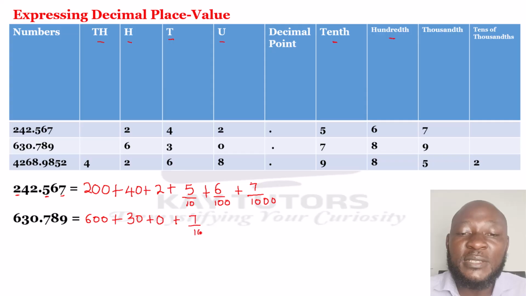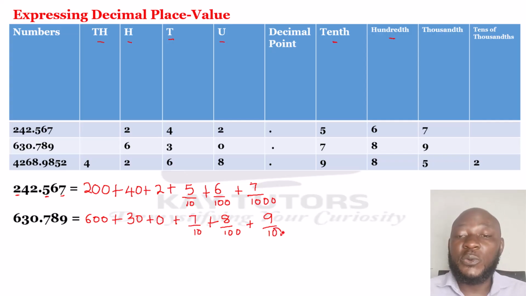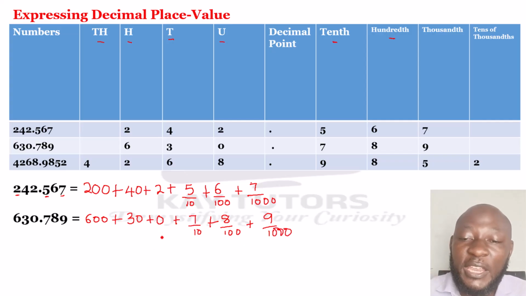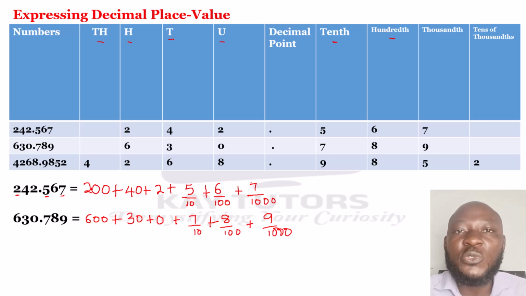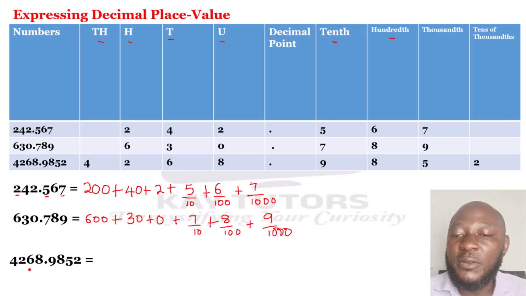Then plus 7, you divide by 10. So the value here is 7 tenths plus 8 hundredths, then finally plus 9 thousandths. So we have succeeded in writing the values of each digit in the numbers above. So I expect you to solve this and write your answer in the comment section.